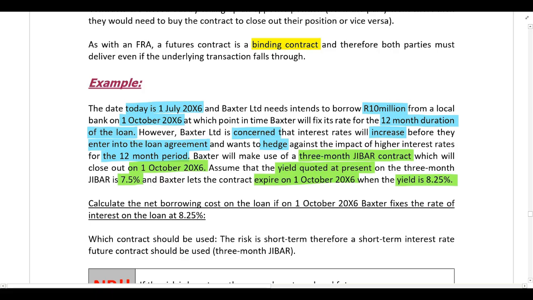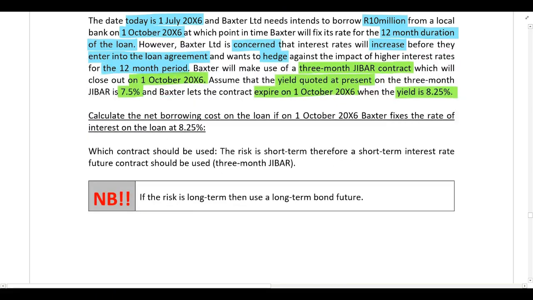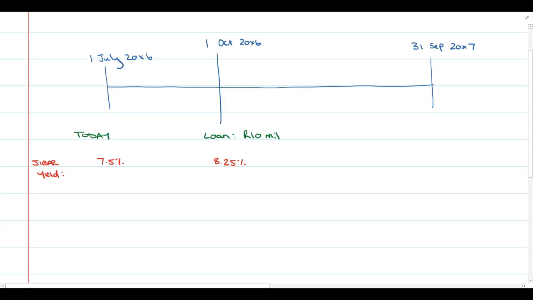Then in terms of the required for this question, we need to calculate the net borrowing cost of the loan if on the 1st of October 20x6, they fix the rate of interest on the loan at 8.25%. So when they actually enter into the loan agreement on the 1st of October 20x6, they manage to fix their interest rate on this loan at a rate of 8.25%.